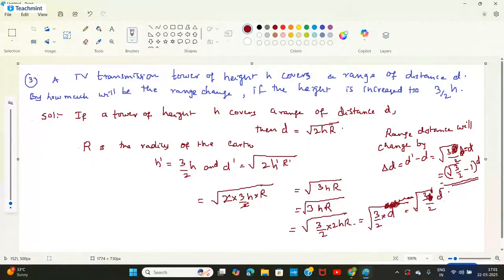So now the options are given here. First option A, root of 3 by 2 d, and B, root of 3 by 2 minus 1 into d, C, root of 3 by 2 plus 1 into d, and D option small d. So in this, the option B is the correct answer.